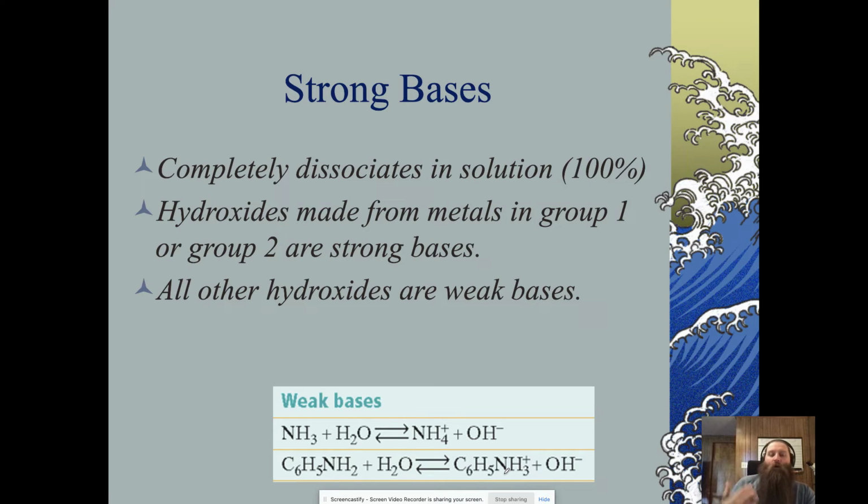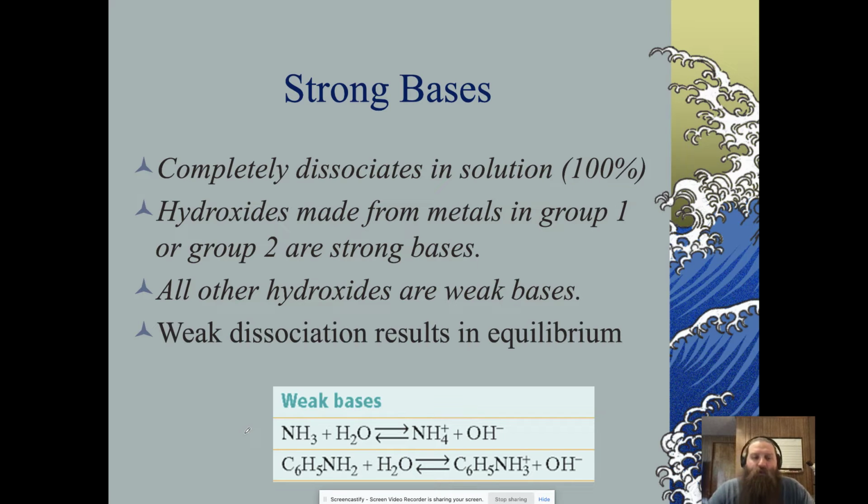Now, there are some other bases that are weak bases that are not hydroxides. Just make sure that you're aware of that. So like ammonia is a weak base, all right? That's one that we should probably commit to memory. Ammonia, which is NH3, just giving you a little hint here for something to come, is a weak base. All right, there we go. Make sure you know that.